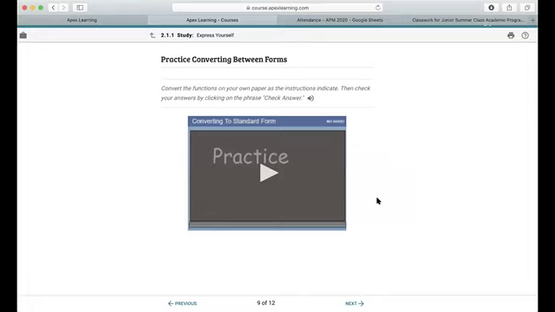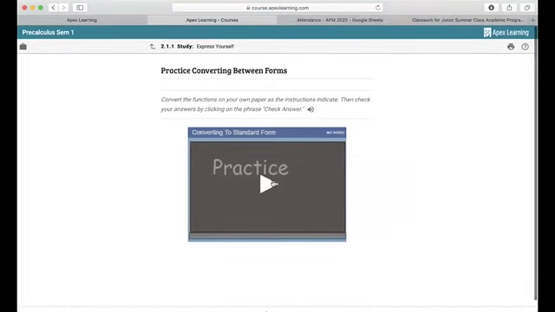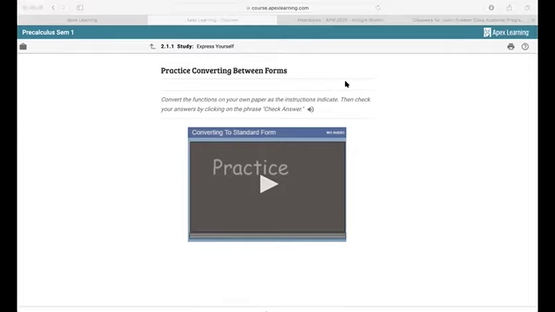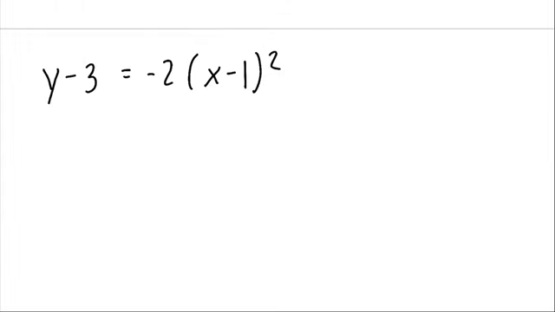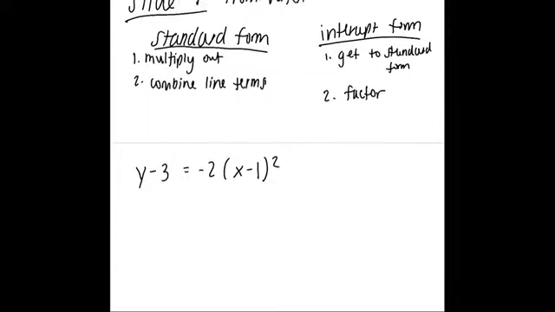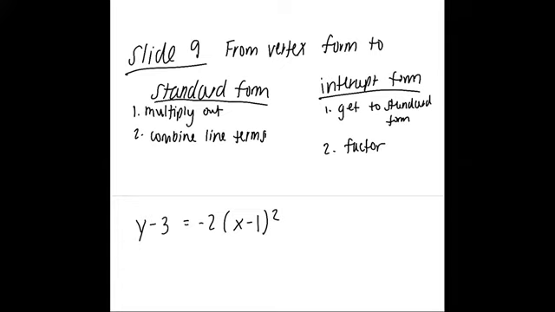So here it has practice. This is a video that you can watch on your own and it'll walk you through, but I wanted to calculate these ones out with you so that you had that practice. So again, we are looking at converting from the vertex form to either the standard form or the intercept form.